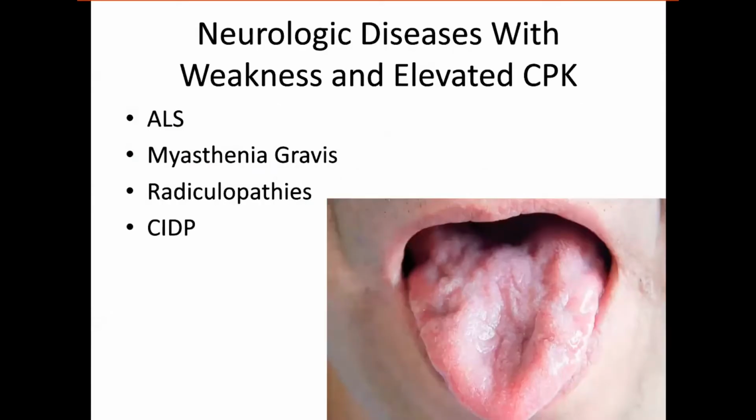So there are neurologic diseases that can present with an elevated CPK. So this is a patient with ALS who has tongue fasciculations. ALS shows up on the rheumatology boards every year, but at least it's very frequent for someone to come in with weakness and a CPK of 600 or something like that, and the diagnosis ends up being ALS, and you make it based on these fasciculations or tremors, right? But other neurologic processes can cause an elevated CPK, such as radiculopathies, for example, that our patient had.